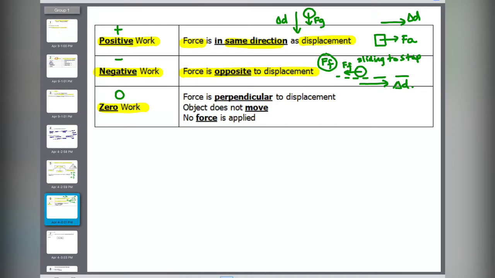Okay, last type of example or definition is if I have zero work. Zero work is when the force is perpendicular to the displacement. Okay, there are 2 examples, but I'm going to say the first one. Anything in a circular motion.